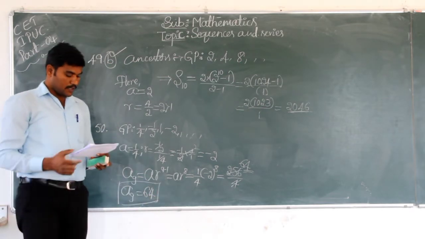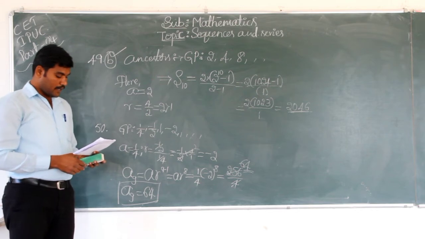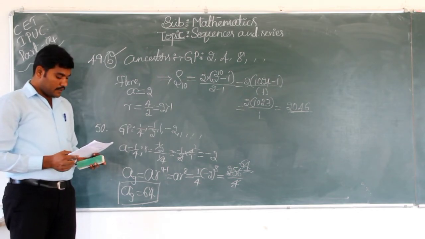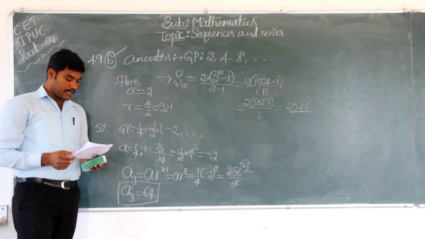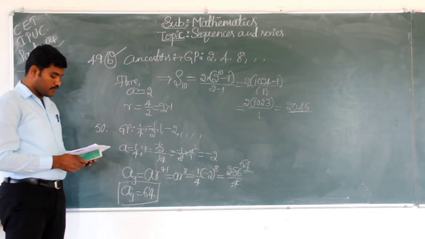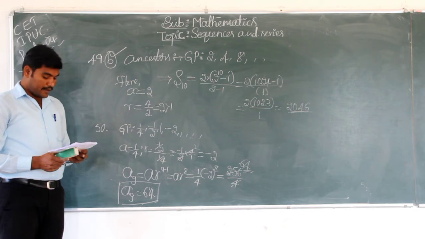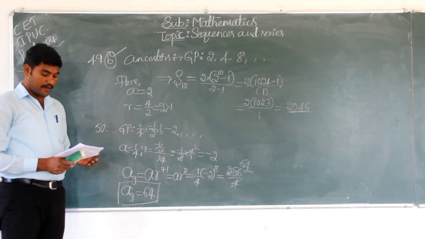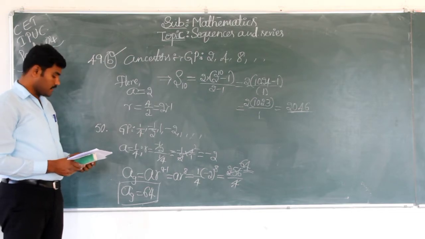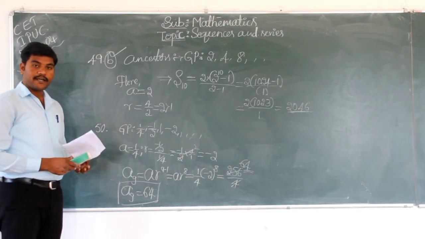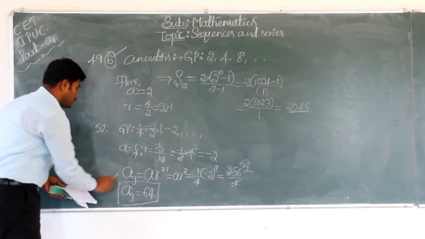Now check out the options. Option A is 64, and we also have to find the 9th term and general term. Check out the options. The 9th term is 64 in option A, in option B 63 is there, option C 62, option D 61. Therefore option A is the correct answer. And also here we have to find the general term.